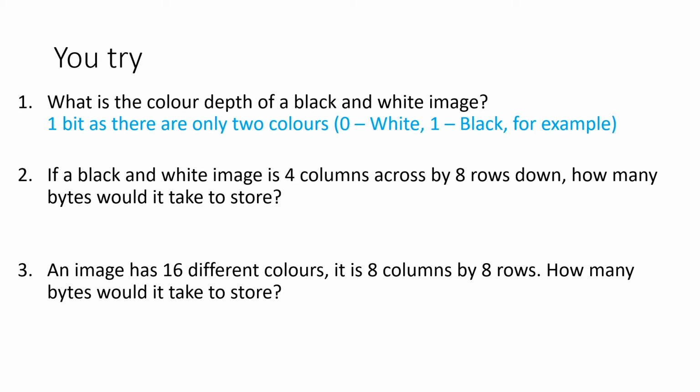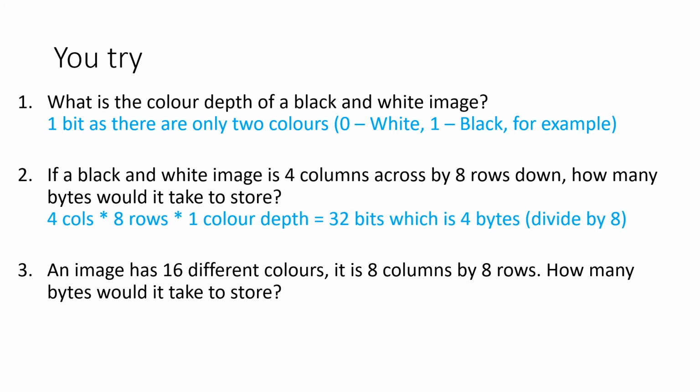Oh, trying to catch you out there, talking about bytes. Because remember, the calculation you make is going to be in bits. So 4 by 8 is going to give you 32 pixels. Black and white, so the color depth is going to be 1. So it's going to be 32 times 1, or 4 times 8 times 1. But that's going to be in bits. How do we go from bits to bytes? We divide by 8. So you'll have to divide 32 by 8, which will get you 4 bytes.